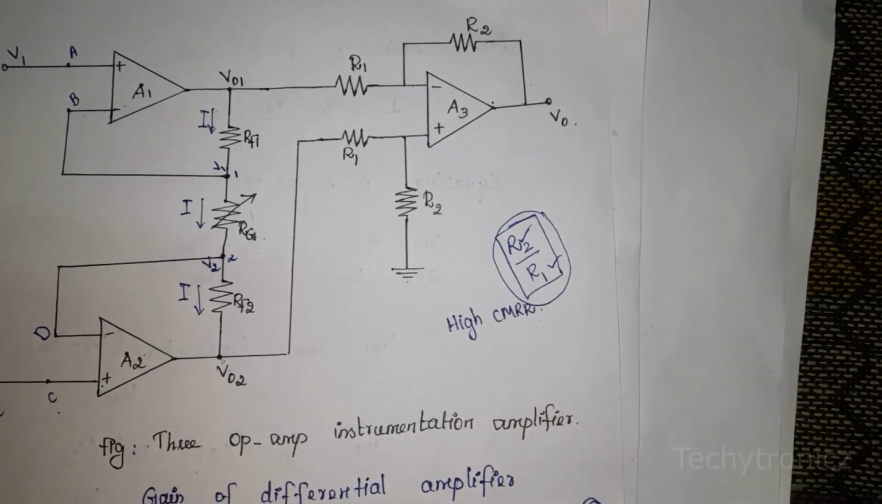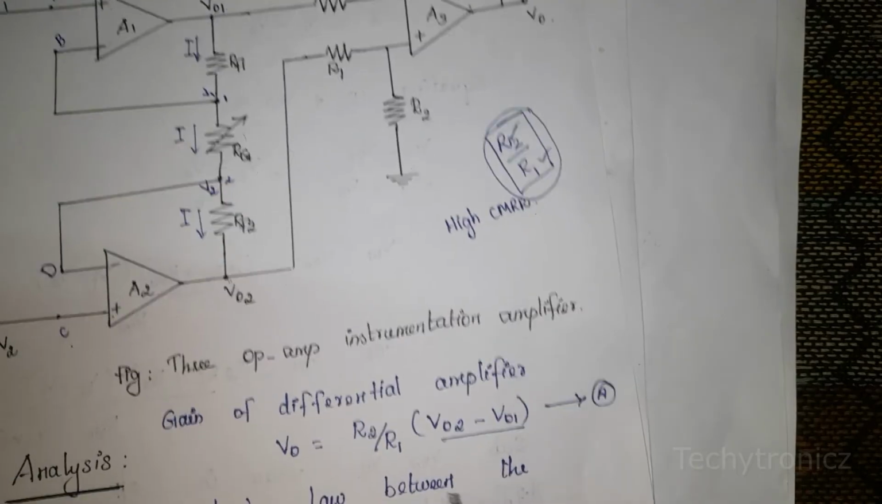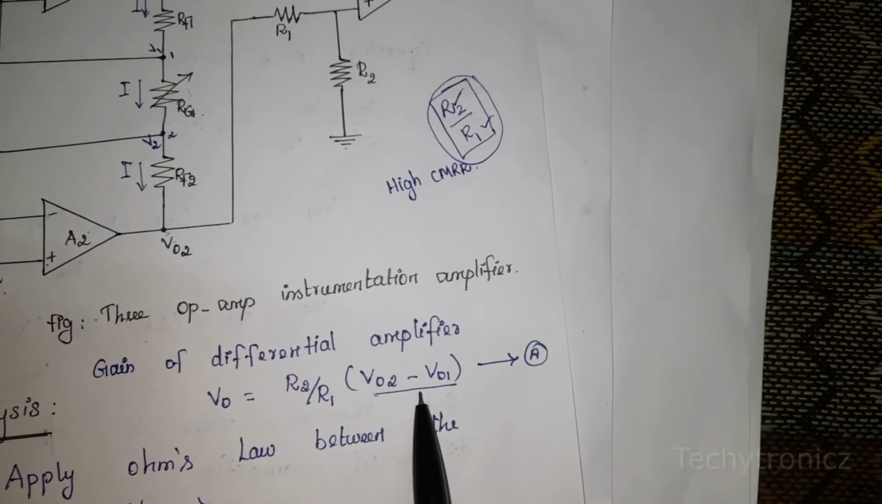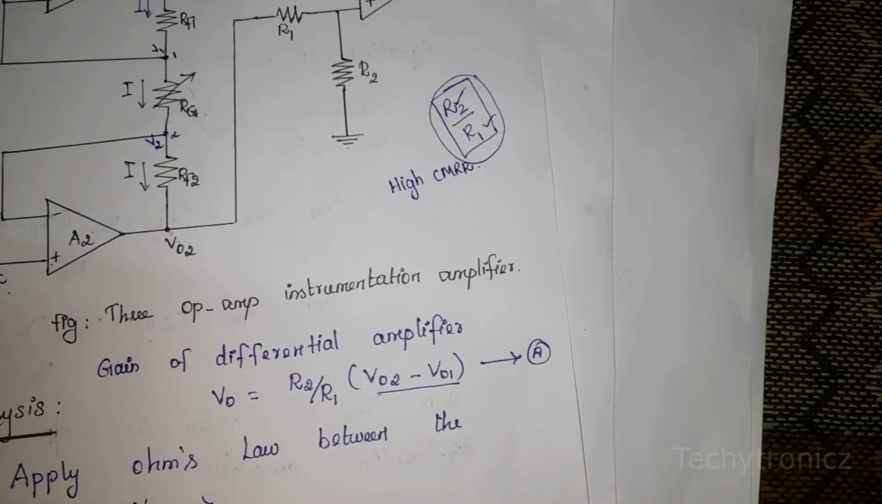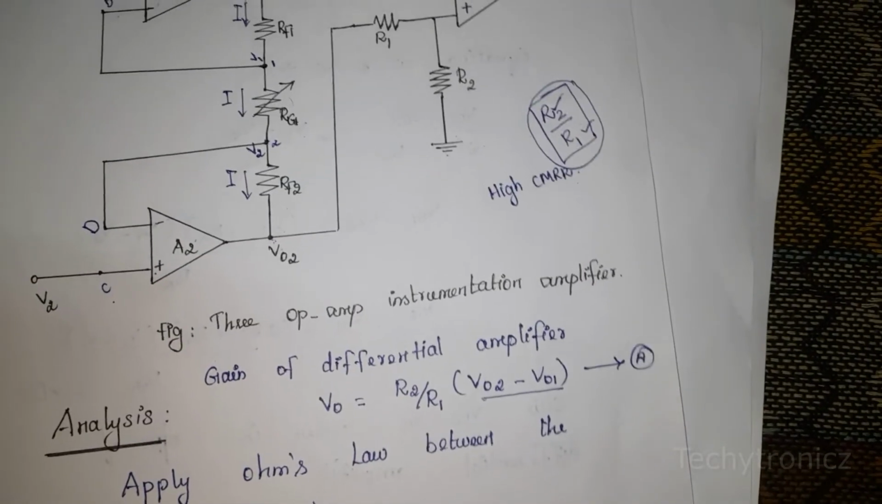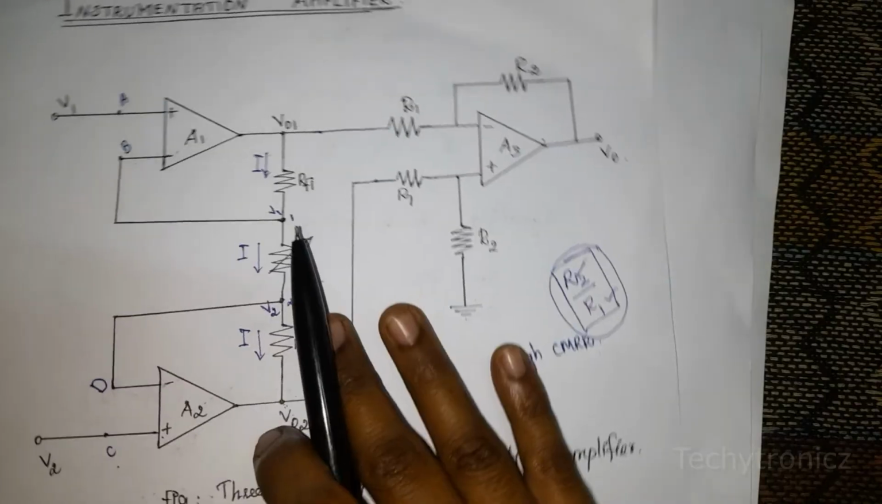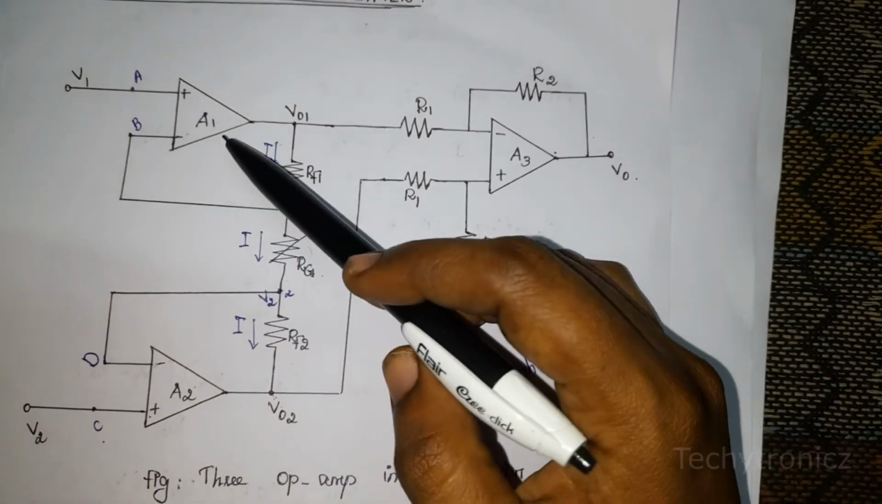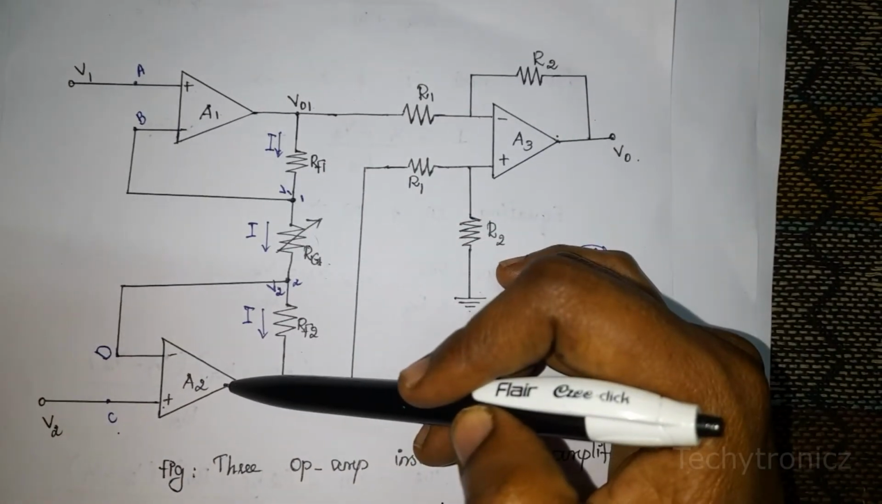So next we will calculate the V02 minus V01 value. We are going to calculate V02 minus V01. For that we are considering the first stage. In the first stage there are two non-inverting amplifiers.